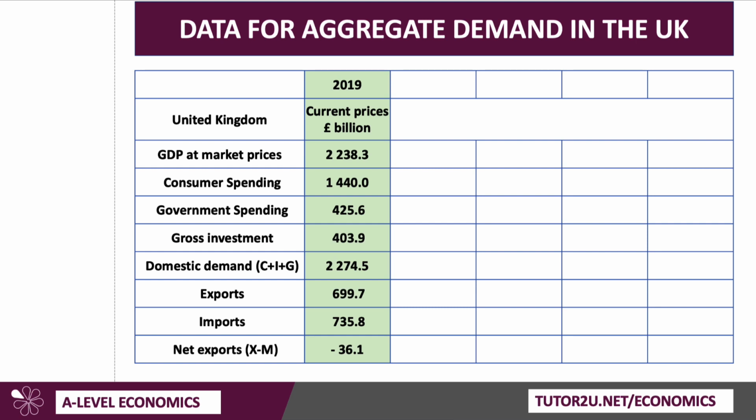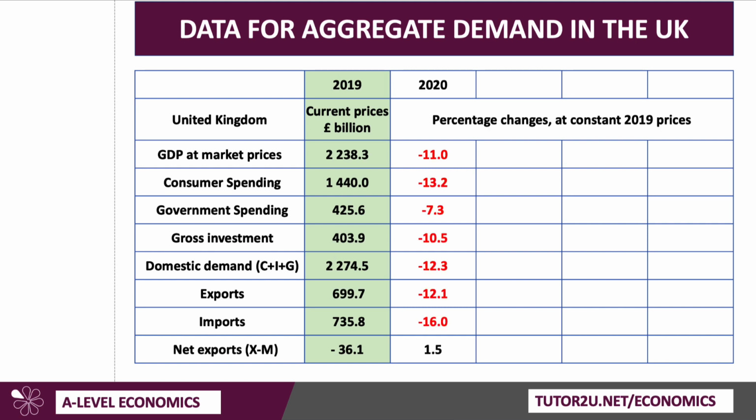Exports bigger than G, bigger than I, but can you see there that imports were higher than exports? So net exports, X minus M, was negative. And when you run a trade deficit, that means it's a drag on aggregate demand. There's a net outflow of money from the circular flow. Now, lots has happened since.